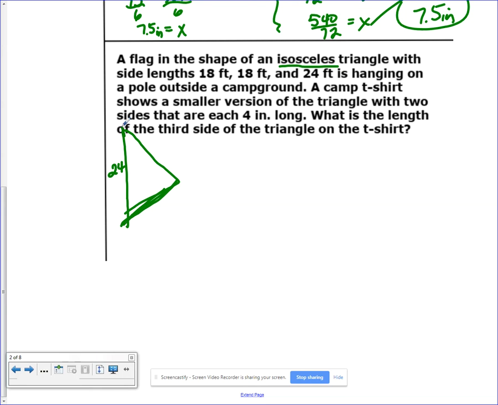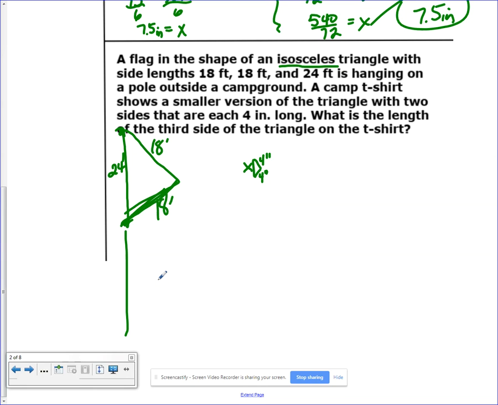This is the long side, 24. Imagine this flying on the flagpole like this. Here's your flag. Each of these sides is 18 feet, 18, 18, 24. You are going to put that same logo on a t-shirt. So we're going to make a tiny version that looks like this. We want it to be exactly similar and proportional. They want the even sides to be 4 inches, so we don't know that side. What is the length that this one has to be?